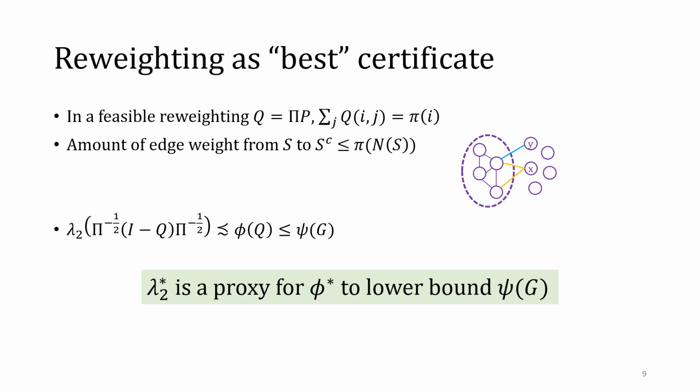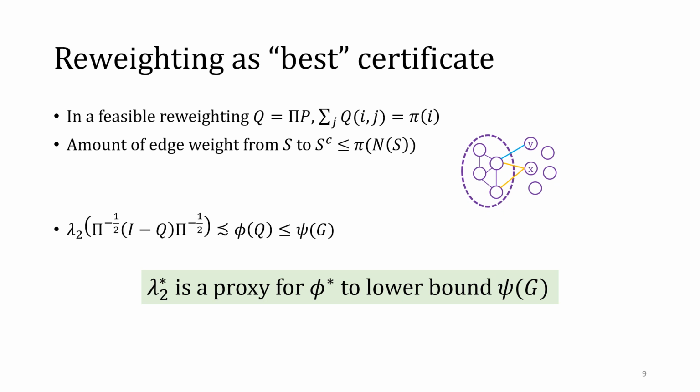And one observation is that the total edge weight crossing S and its complement must be at most the total pi weight of the set of neighbors of S. So for example, in the figure, the sum of edge weights of the orange edges would be at most pi of x, and the edge weight of the blue edge would be at most pi of y. So these are the reweighted edge weights.